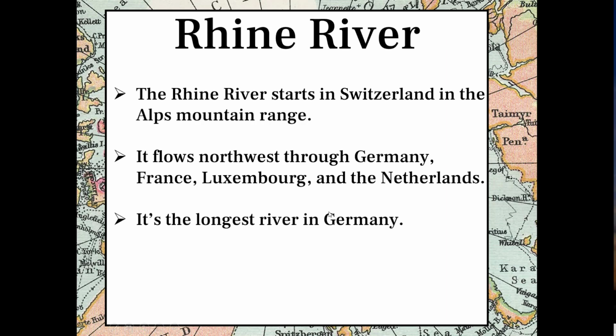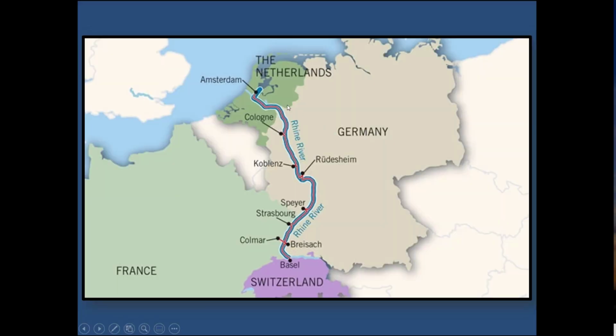Let's start with the Rhine River. Now, the Rhine River starts in Switzerland in the Alps mountain range. It flows northwest through Germany, France, the country of Luxembourg, and the Netherlands. It is the longest river in Germany. So we can see it here on this map. It starts down here in Switzerland.